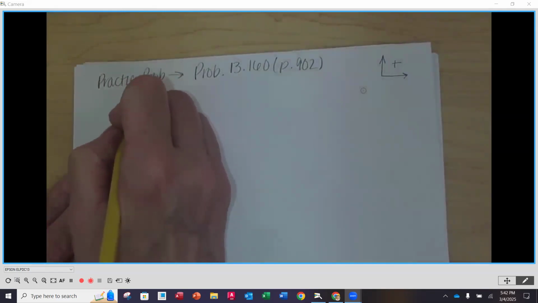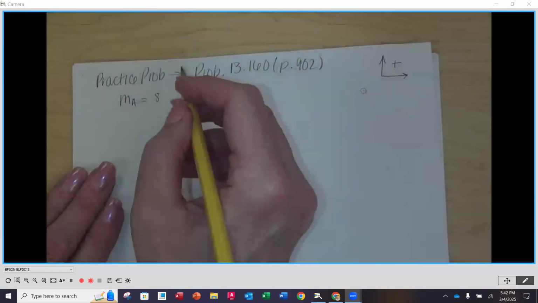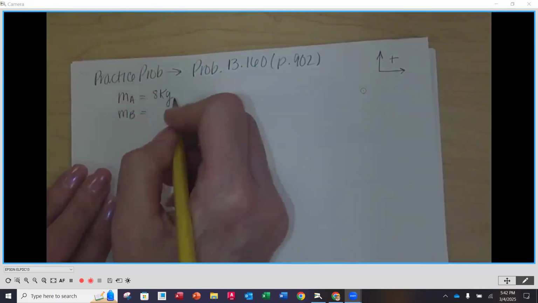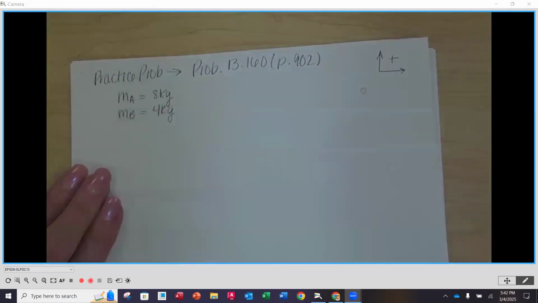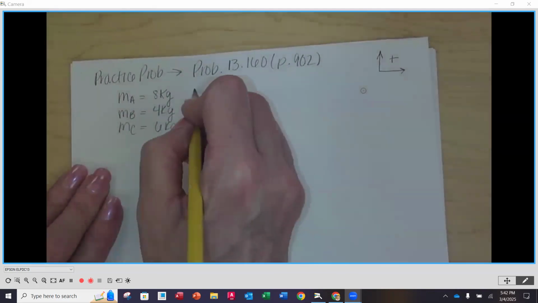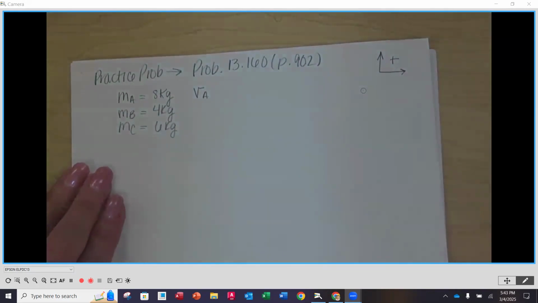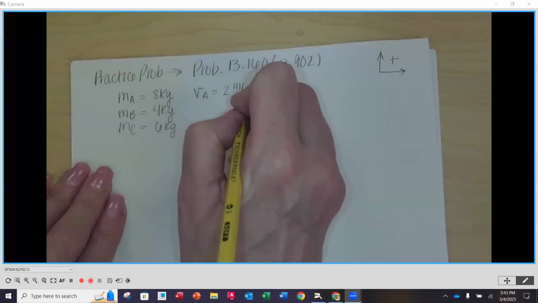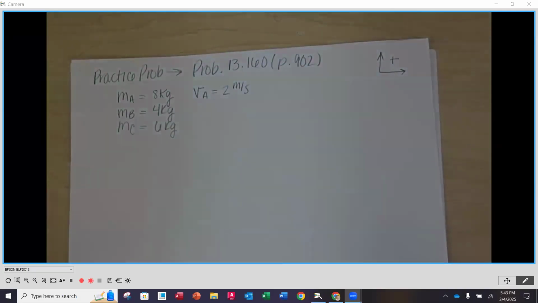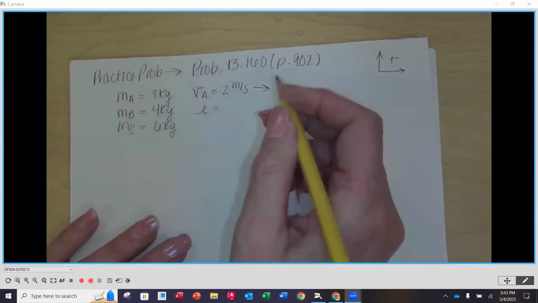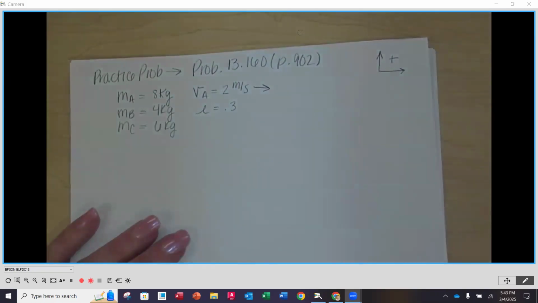The mass of package A, given to us in the diagram, is 8 kilograms. The mass of package B is 4 kilograms. The mass of package C is 6 kilograms. Velocity A is going to be 2 meters per second. When we draw our illustrations in just a bit for each one of our sections, we'll show it going to the right. And then our coefficient of restitution is going to be 0.3.